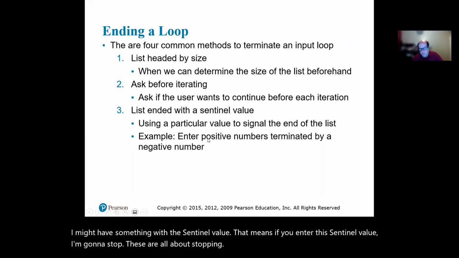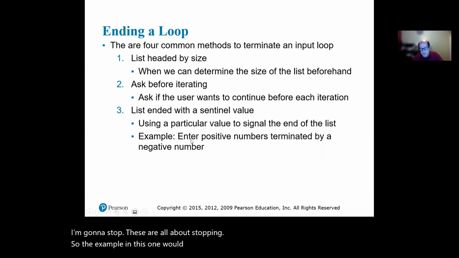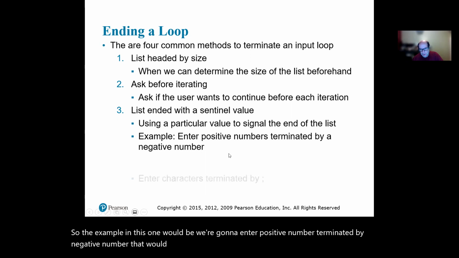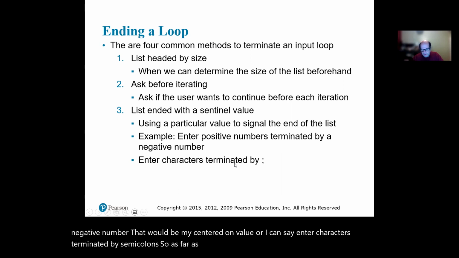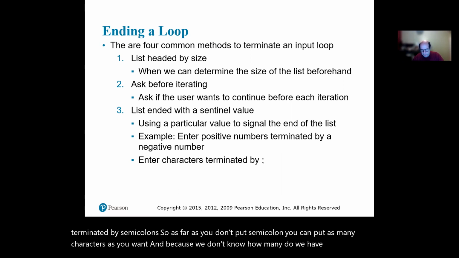So the example in this one would be, we're going to enter positive numbers terminated by a negative number. That would be my sentinel value. Or I can say enter characters terminated by semicolon. So as long as you don't put a semicolon, you can put as many characters as you want. And because we don't know how many we have, we cannot use a for loop for these.